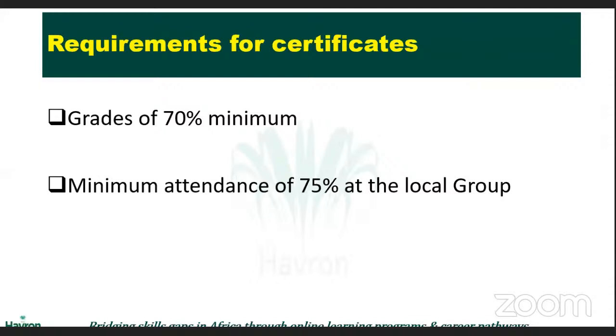Now, let's look at the requirements for certificates. There are two basic requirements for anyone to earn certificates. Number one, your grades must be up to 70% or above. You get this grade through the weekly assignments, the quizzes, the discussions. Those things carry marks, and so they add them to your marks. So by the end of the entire course, you should have scored 70% minimum.